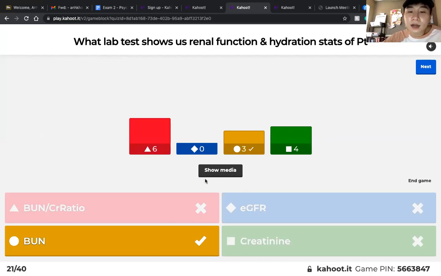All of these labs show us the function of the kidney, but the key word here is the hydration status of the patient. So it will be the BUN. The higher the BUN, the lower the hydration status of the patient. eGFR is how well the kidney is being perfused, the rate of the volume of blood that is perfused to the kidney. So that's eGFR, and creatinine is the main lab for the renal function, but BUN is the hydration status of the patient.